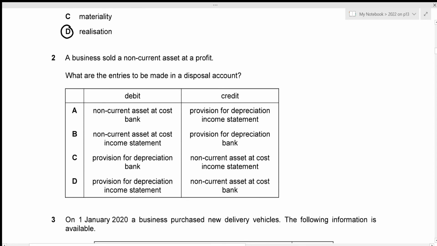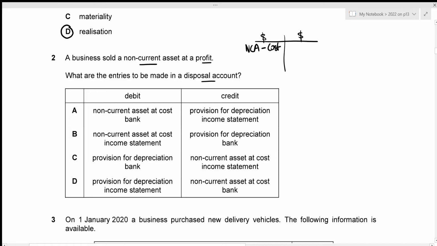A business sold a non-current asset at a profit. What are the entries to be made in a disposal account? So disposal account is the ledger account, which consists of the debit side and the credit side, right? And the very first thing that we need to record in our disposal account is the cost of the asset that we are disposing. And that cost is always recorded on the debit side. So debit side consists of the non-current asset at the cost.